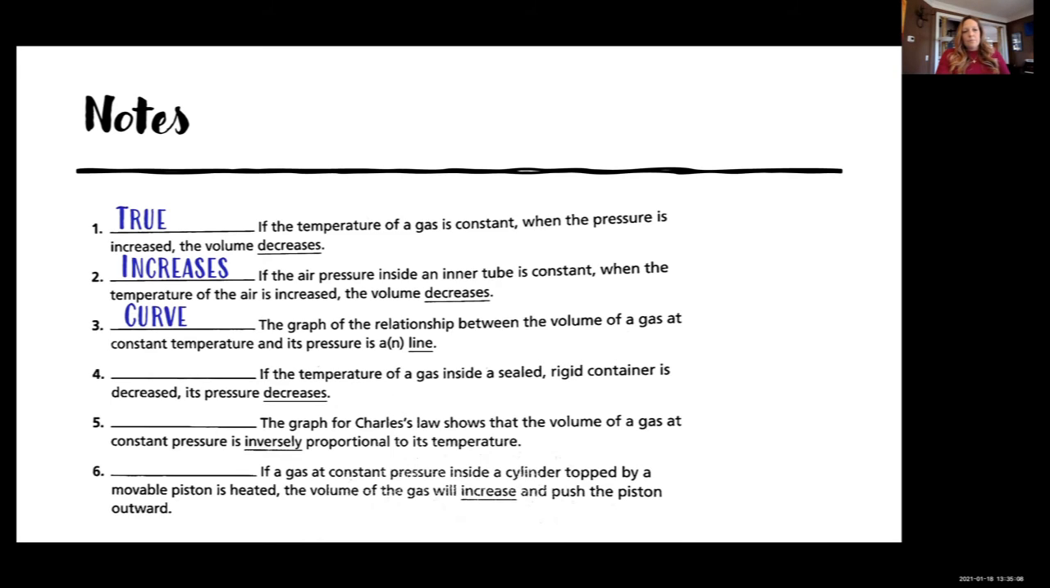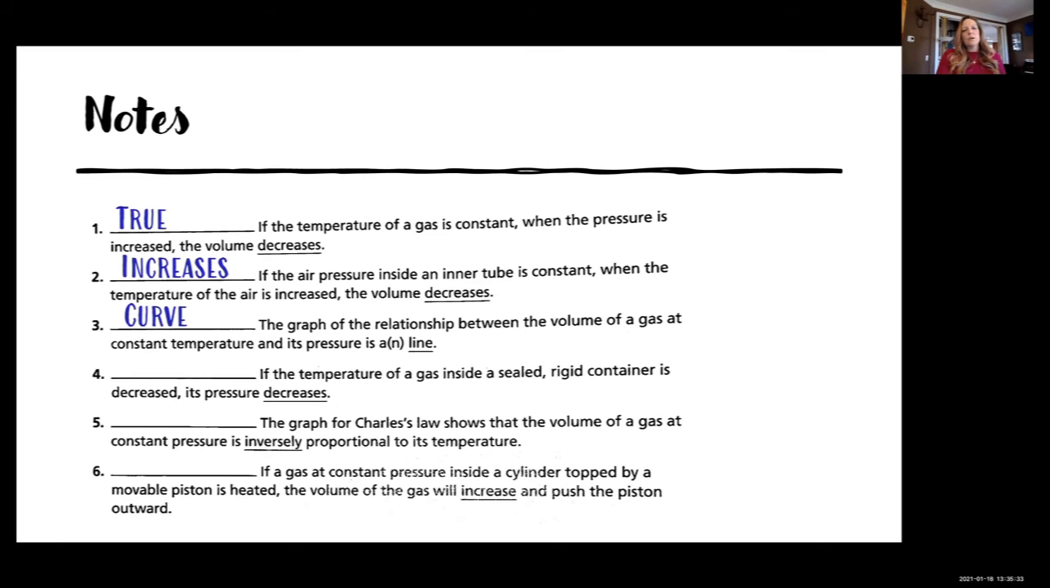The graph, I should have read first, the graph of the relationship between the volume of a gas at a constant temperature and its pressure is a curved line. And you will see another curved line in this week's lab, actually. Or is it this week's lab? No, it's next week's lab.